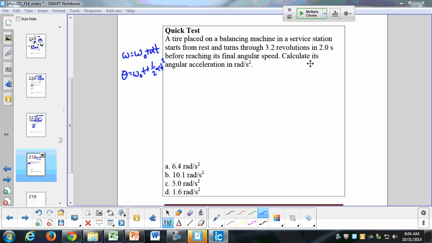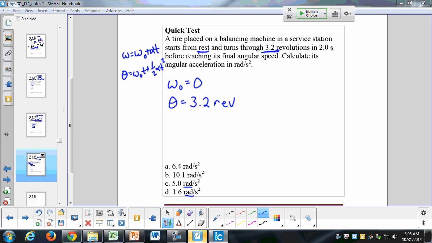So on these questions, guys, we just want to pick out what are the known values and then find the appropriate equation, and then from that find what it is that we're looking for. So a couple keywords I want to pick out. It starts at rest. That means that what is equal to 0? The omega naught, yeah, omega naught. So omega naught is equal to 0. It says it turns through 3.2 revolutions. That means theta is 3.2 revolutions.